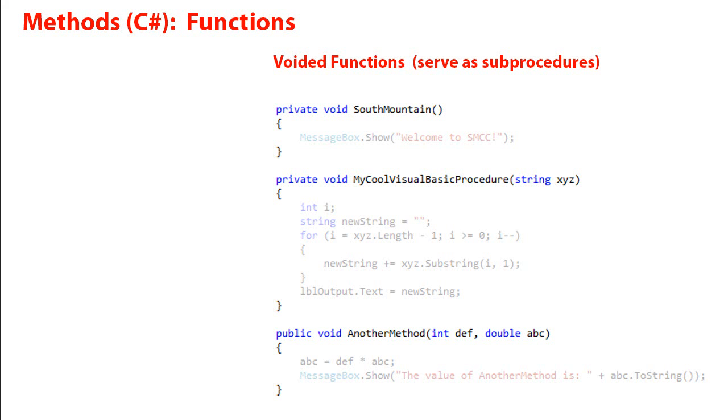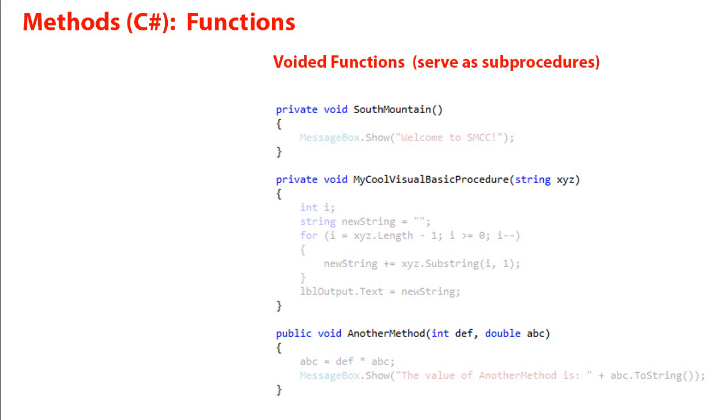Then I have a second one here, the name is MyCoolVisualBasicProcedure. It's going to receive string data that's going to go into a variable named XYZ. We're going to use that within the code to take that string XYZ and reverse it. And that's what that little for loop does there. And then the third example is public void AnotherMethod. And here I'm passing it two values. One's an integer and one's a double, and they're separated by a comma.